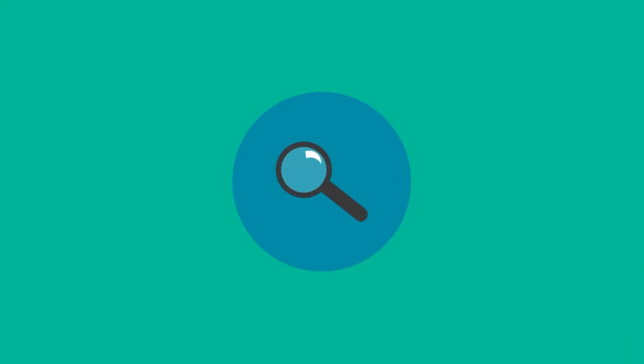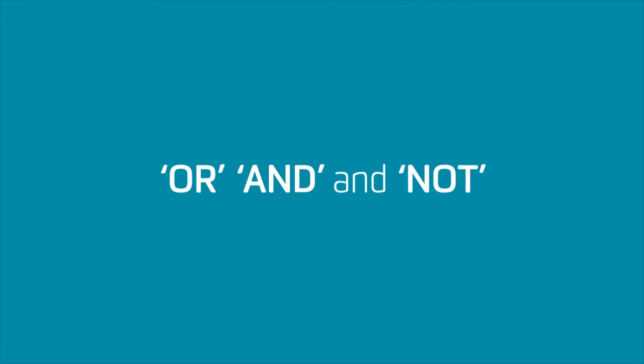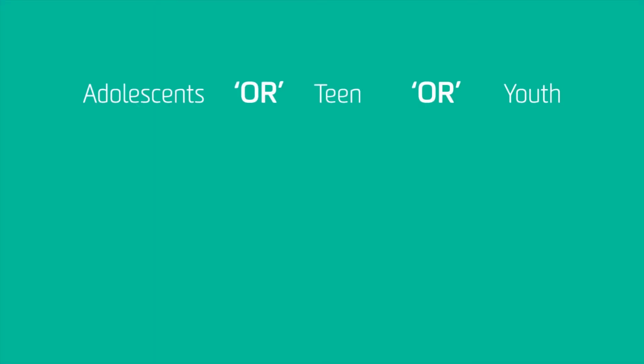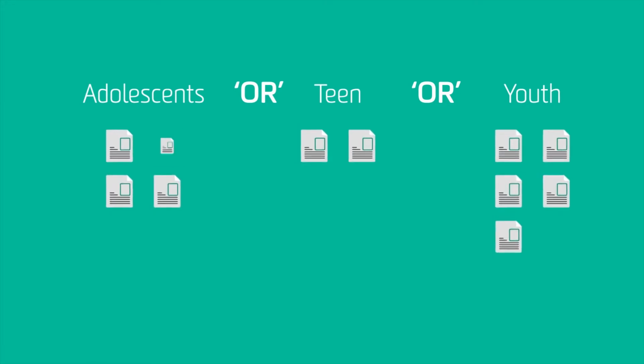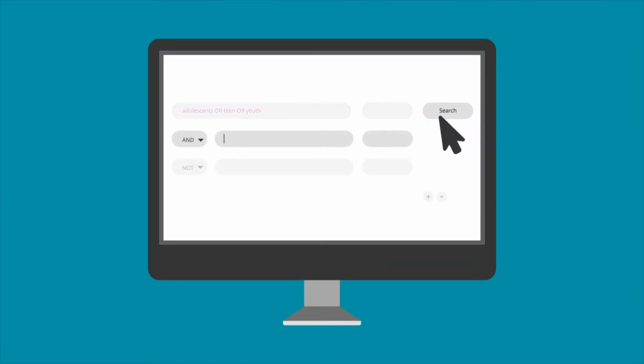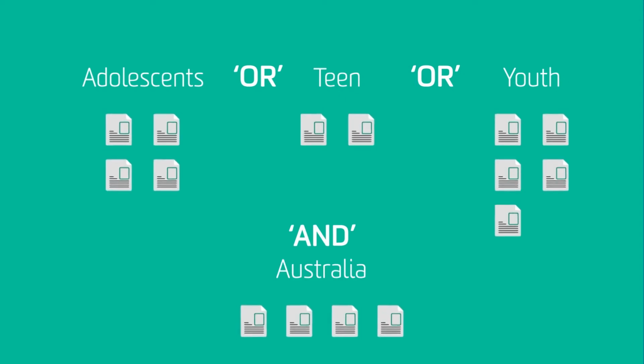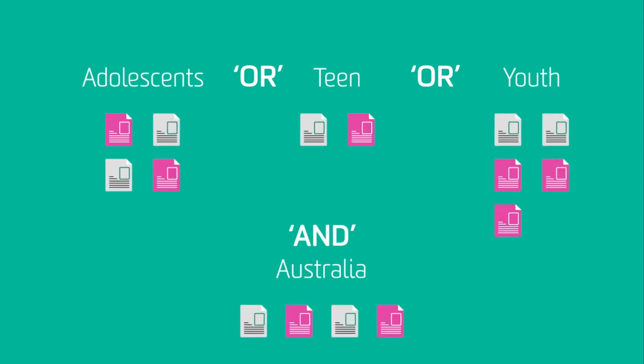When creating a search in an online resource, the words or, and, not are useful operators for combining your concepts for your search strategy. This will lead to more relevant results. Combining terms with or will give you more results. The search adolescence or teen or youth will find any of these words in the articles. Combining terms with and will give you fewer results. The search adolescence or teen or youth and Australia will find at least one word from each concept.